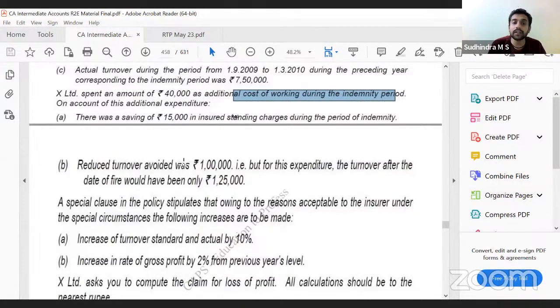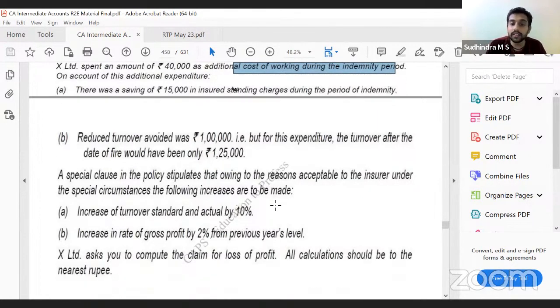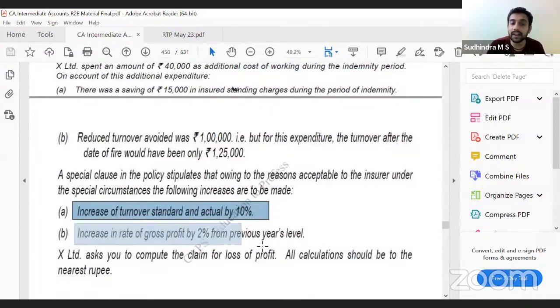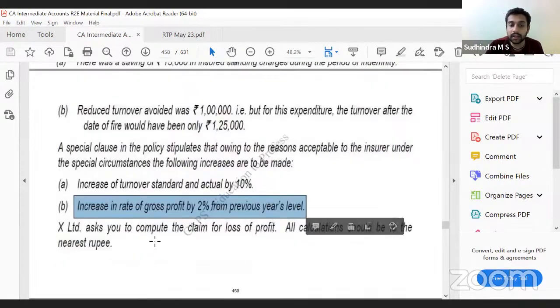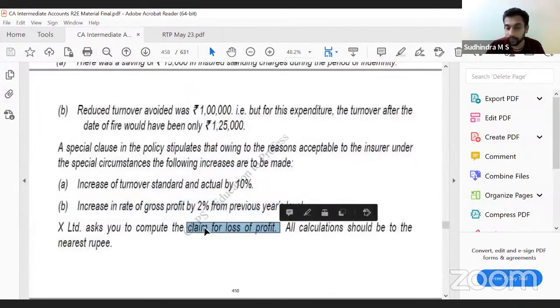A special clause in the policy stipulates that, owing to reasons acceptable to the insurer under the special circumstances, the following increases are to be made. Increase in turnover, standard and actual, by 10%. Increase in rate of gross profit by 2% from the previous level. You are required to calculate the claim.